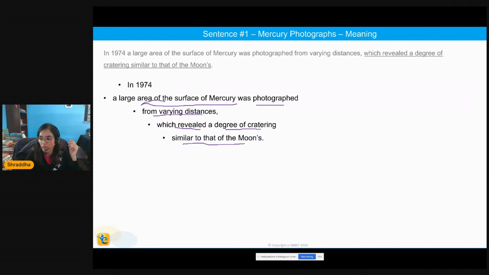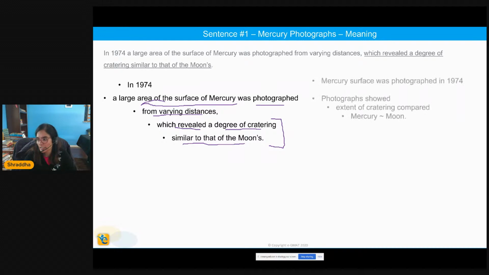So the last part of the sentence is actually comparing the craters on the moon and the craters on Mercury. But how did we come to know about that? We could only make that comparison when we looked at the photographs of the surface of Mercury that were taken in 1974. So now that we understand the meaning of the sentence, let's put everything together and see what's going on in this sentence.